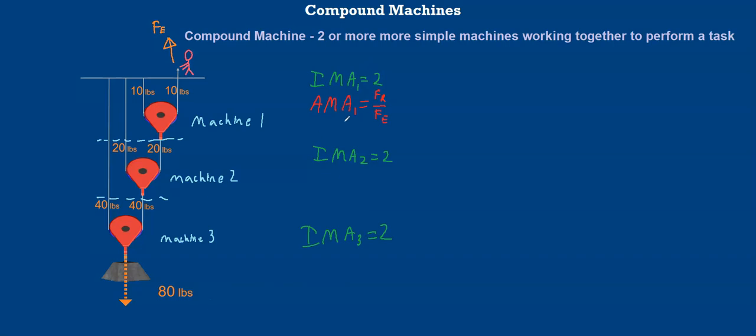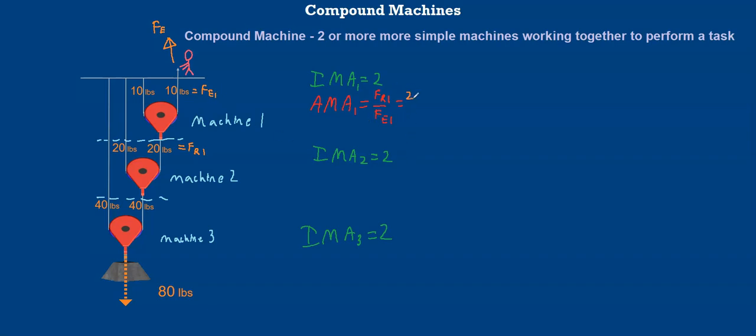And so I'm going to say the actual mechanical advantage of machine 1 is force resistance 1 divided by force effort 1, just to differentiate here. And we can easily figure out what these two numbers are for machine 1. If we look, we can see we're pulling up with 10 pounds of force to lift up this 20 pounds of force. And so this 20 pounds of force would clearly be our force resistance for machine 1. And this 10 pounds would be our force effort for machine 1.